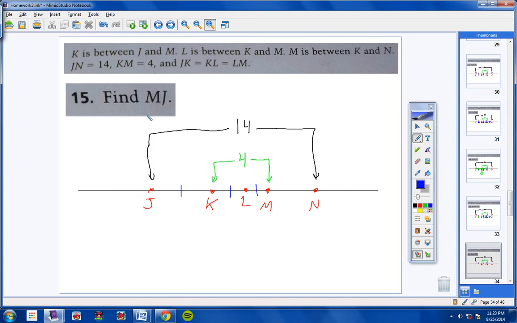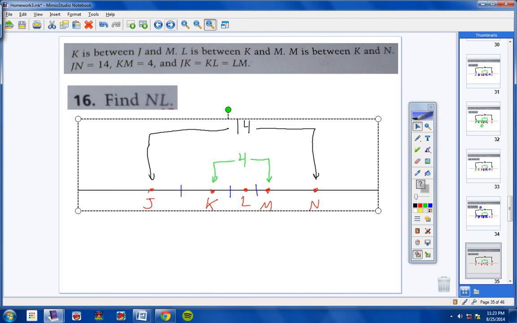Okay, let's find the distance of MJ. Now we know from J to K is 2, from K to L is 2, from L to M is 2, from M to N is 8. We're going to find the length of MJ. So from M right here all the way over to J. In other words, this whole distance right here. So we're looking at 2 plus 2 plus 2. So the measurement of MJ, or JM for that matter, would be 6. Number 15 is 6. And lastly, number 16.